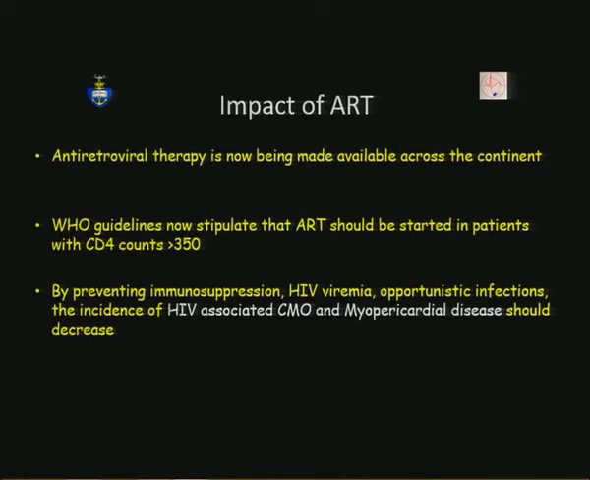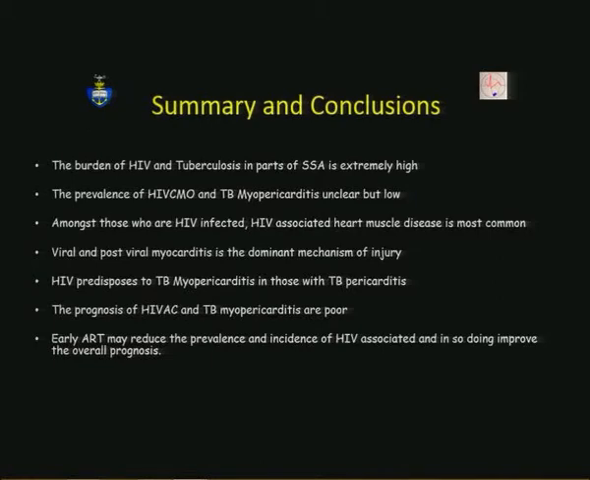So my time is up. I'll just summarize and conclude by saying that I hope I've convinced you that the burden of HIV and TB in parts of sub-Saharan Africa is very high, that the prevalence of HIV cardiomyopathy and TB myopericarditis is still unclear in terms of proper definitions, but that it's much lower than previously speculated, certainly in the pre-antiretroviral era, that amongst those who are HIV infected, HIV-associated heart muscle disease is most common, followed by pericardial disease.